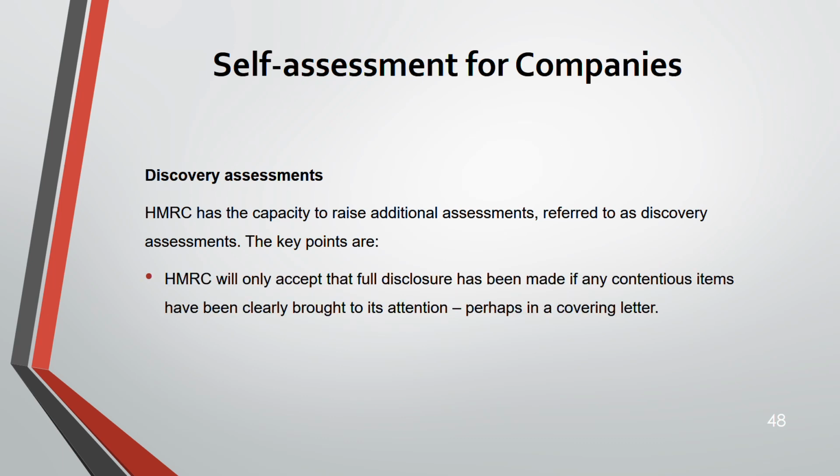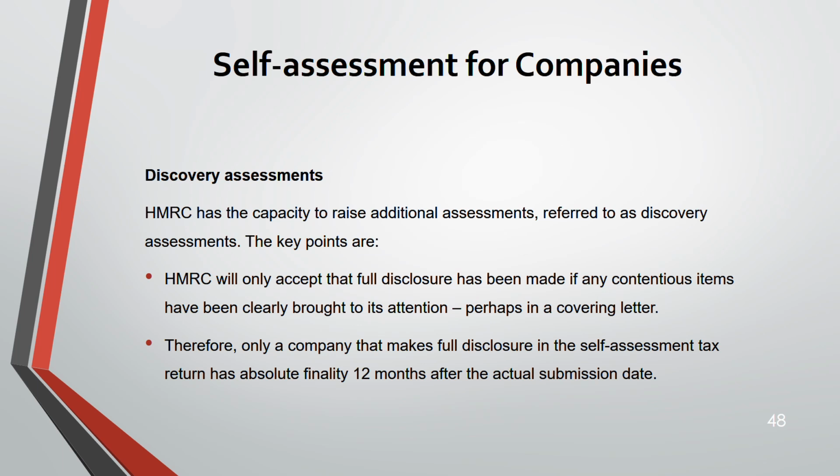Now, HMRC will only accept that full disclosure has been made if any contentious items have been clearly brought to its attention, let's say in a covering letter. Therefore, only a company that makes full disclosure in the self-assessment tax return has absolute finality 12 months after the actual submission date. That means no discovery assessment after that.